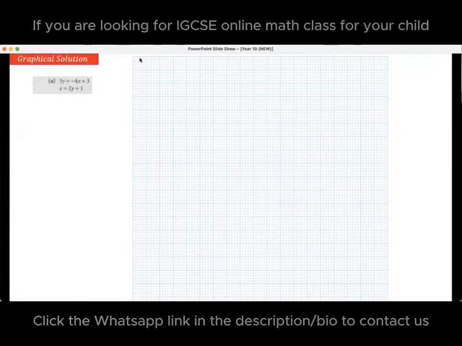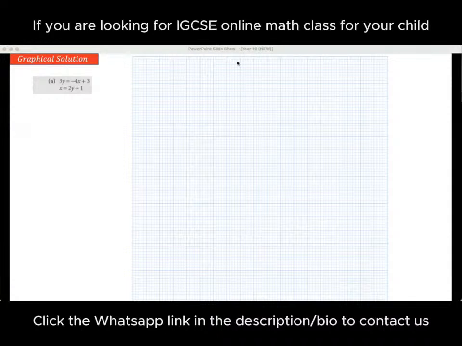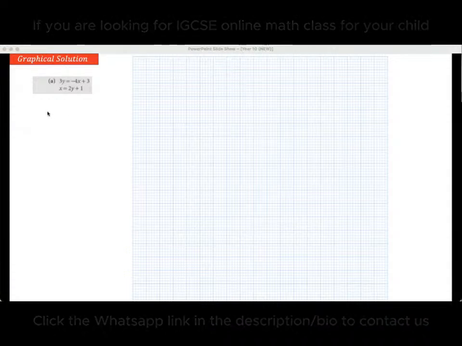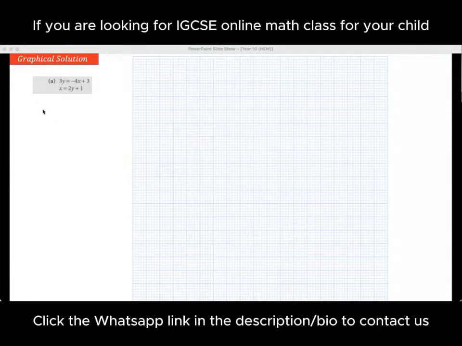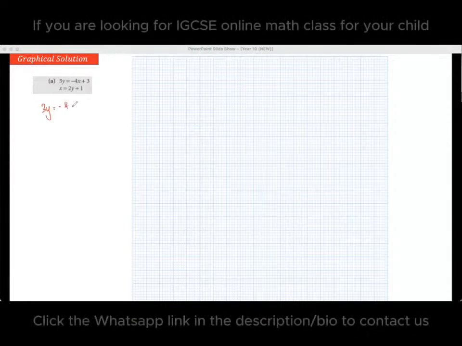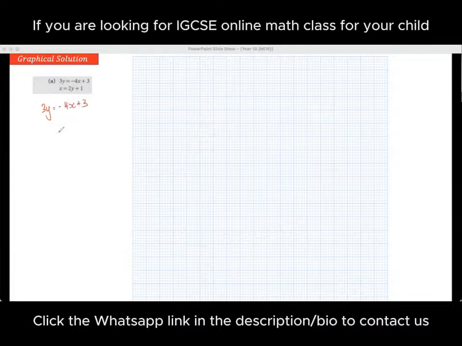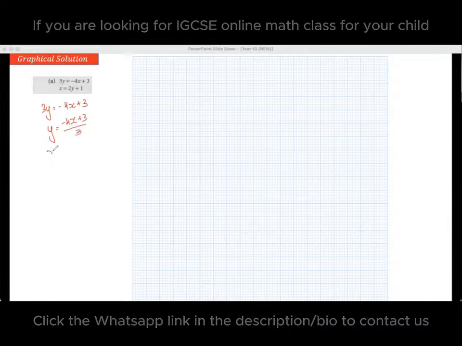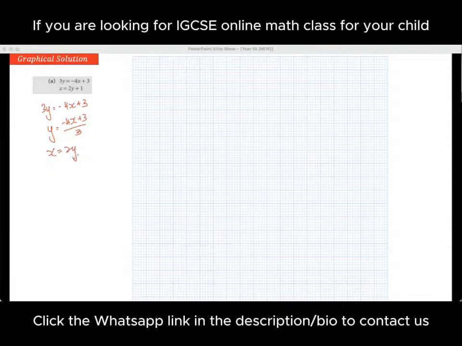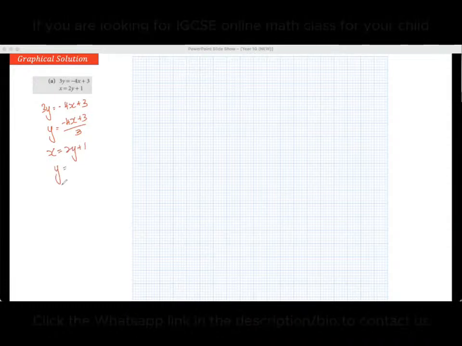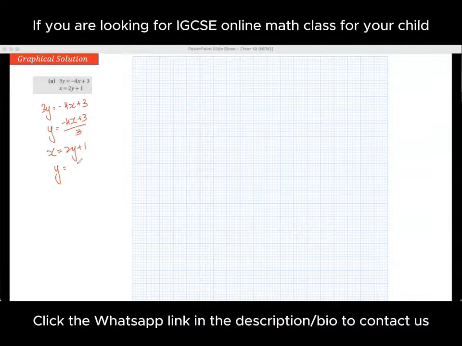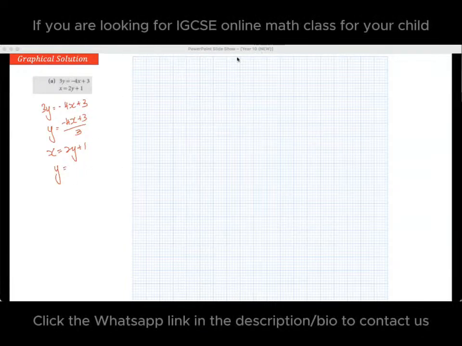So before we jump into drawing the graph, we need to rearrange it to make Y the subject. So 3y equals to negative 4x plus 3. So Sabrina, can you tell me y equals to what? Negative 4x plus 3 over 3. Yes. X equals to 2y plus 1. Tori, can you tell me y equals to what? Y equals to x minus 1 over 2. X minus 1 over 2, yes.